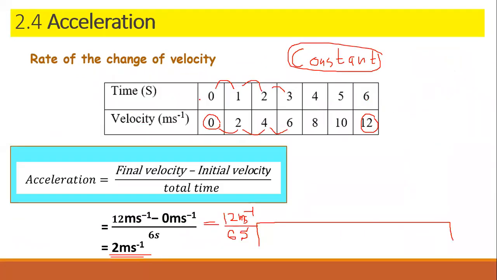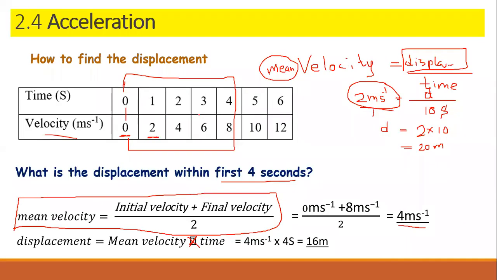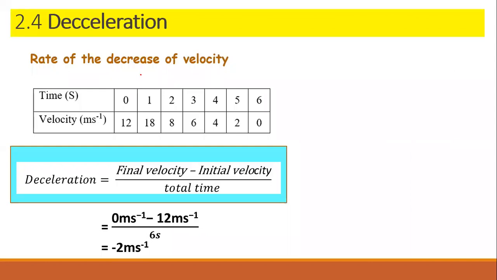I think this is clear for you. This is the rate of change of velocity, which is named as acceleration. And deceleration is also a rate of change of velocity, but it is not the increase of velocity. It's a decrease of velocity.